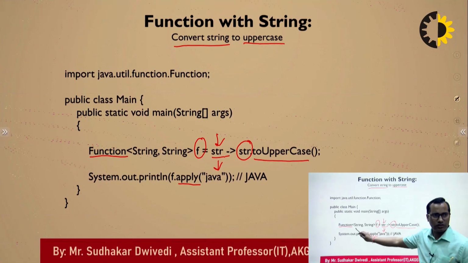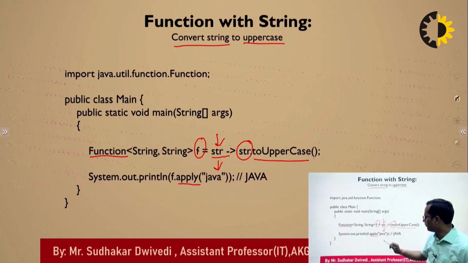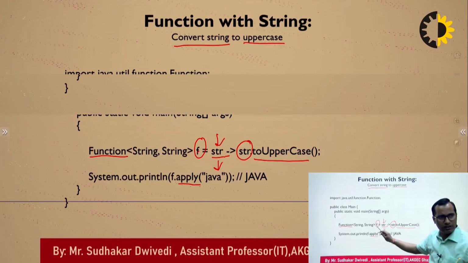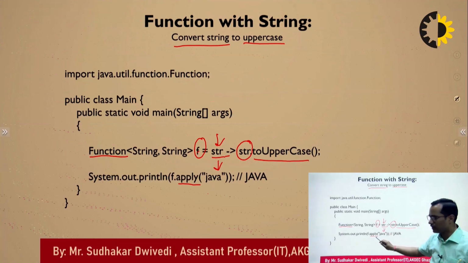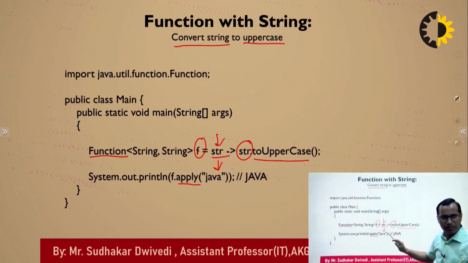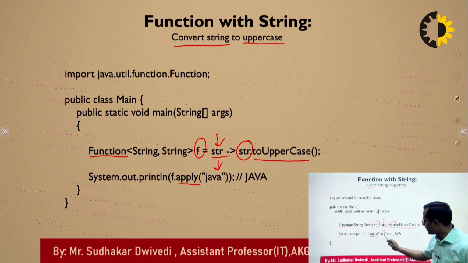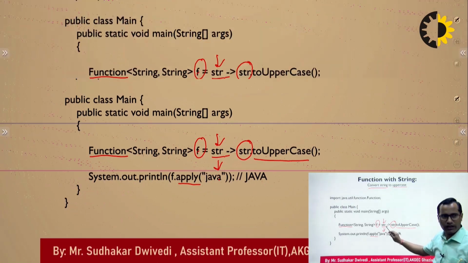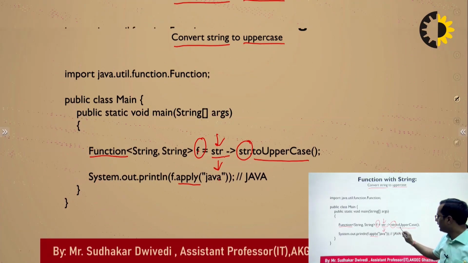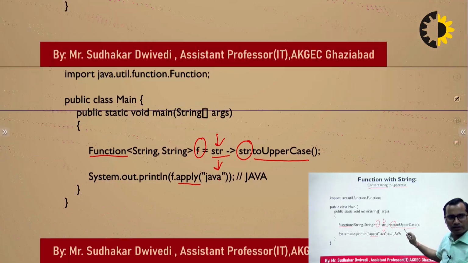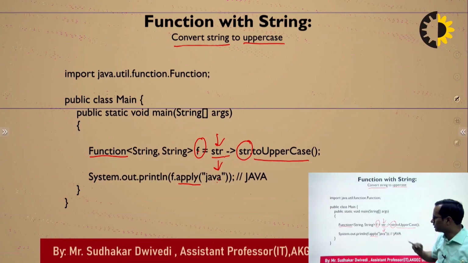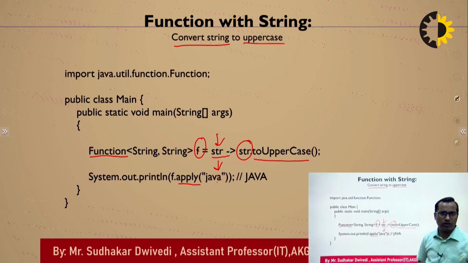So in this functional interface, we have created a reference, and on that reference of the functional interface, we have called the apply method. And in this apply method, we have passed the string parameter. This string parameter is passed to the str reference here, and then we have called the toUpperCase method, and this toUpperCase method transforms this supplied string to uppercase.